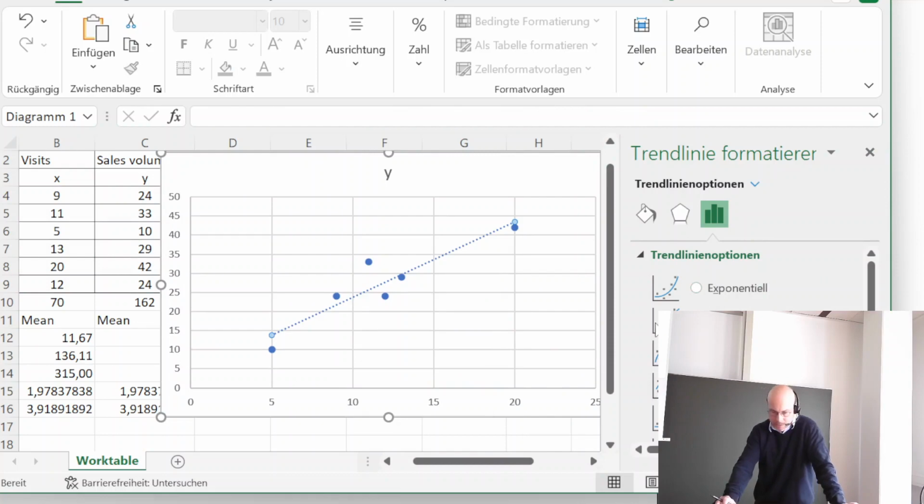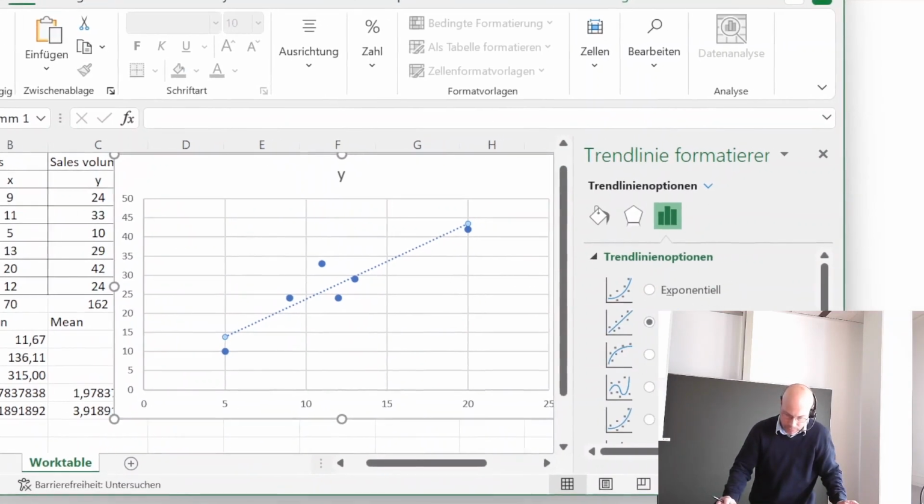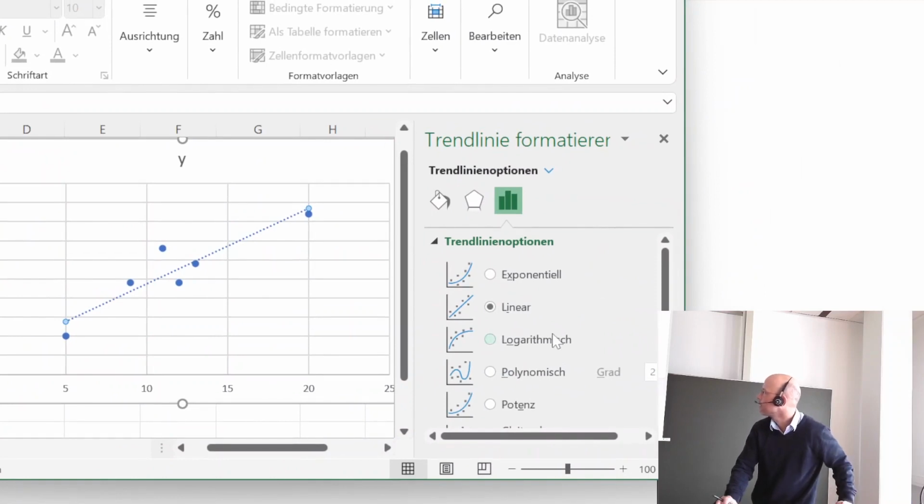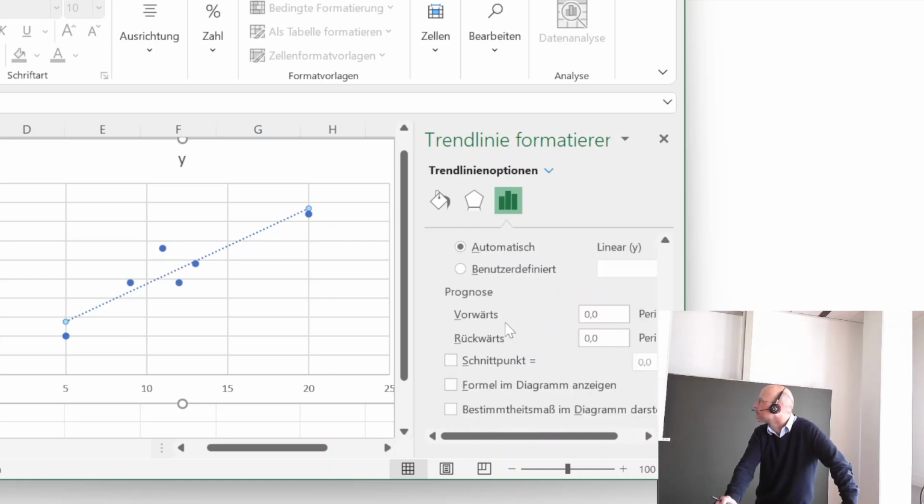Then you see here, this is on the right, so I have to move this here, then you see it. Then you have a menu. Do I want to do my regression exponentially, linearly, logarithmically, with a polynomial, or some general potence? So we take linear, and then we can choose here. Please show me the formula, and please show me the coefficient of determination. And here we are.